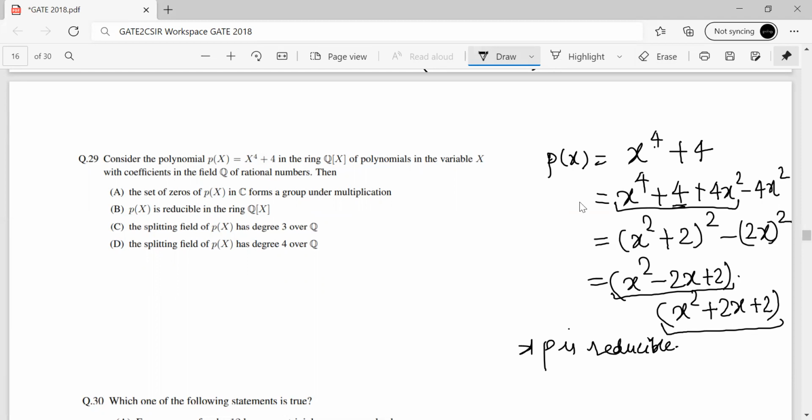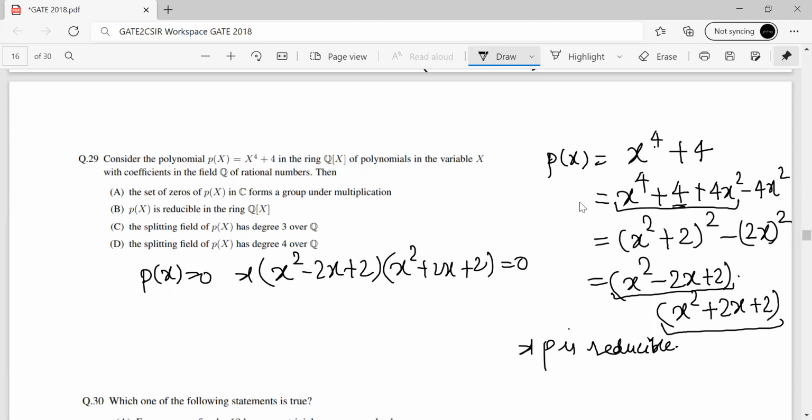If you want to find its zeros, then what they are saying is that the set of zeros of P of x in C forms a group under multiplication. So P of x equal to 0 implies x square minus 2x plus 2 into x square plus 2x plus 2 equal to 0. If they form a group under multiplication, there should be the multiplicative identity 1, and I see that 1 is not there. 1 is not a root, so they do not form a group under multiplication, so option A is wrong. B is true, being MCQ.